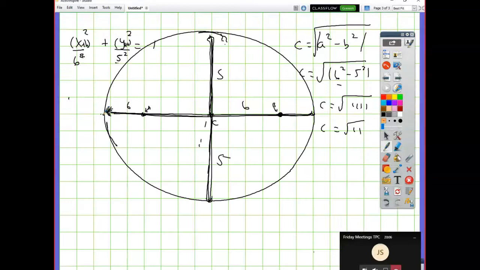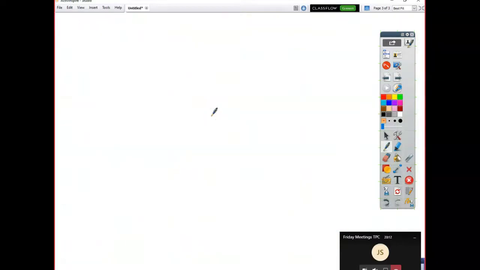Okay. Now we want to find the foci. The foci are always on the major axis. They're always this distance C from the center.